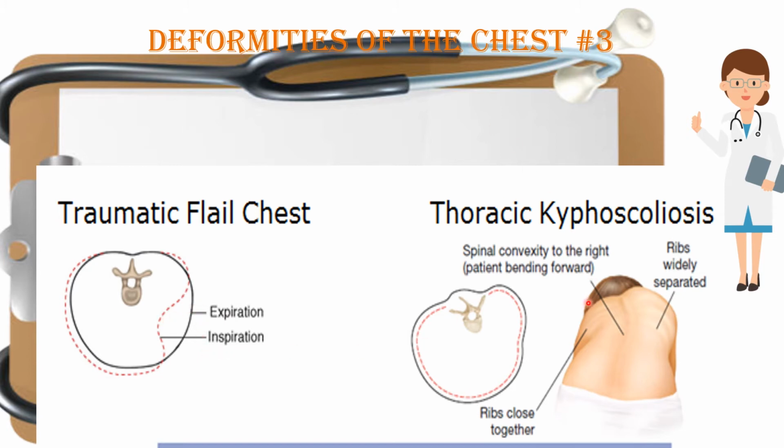So we have another here, the thoracic kyphoscoliosis, wherein there is an abnormal spinal curvature and vertebral rotation that deforms the chest. Okay. So distortion of the underlying lungs may make interpretation of the lung findings difficult.